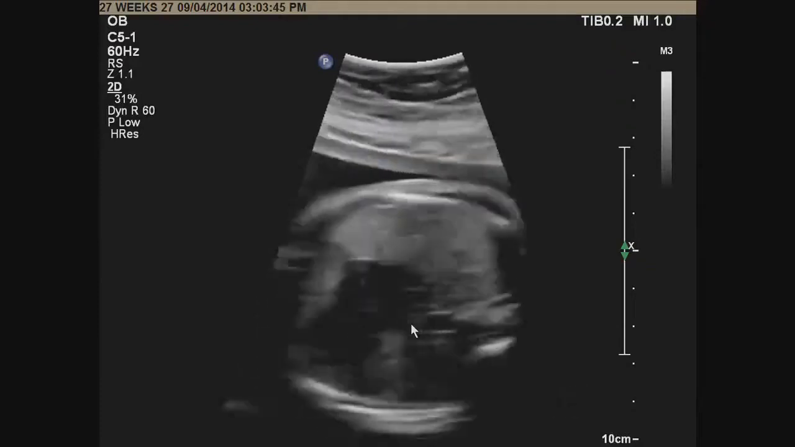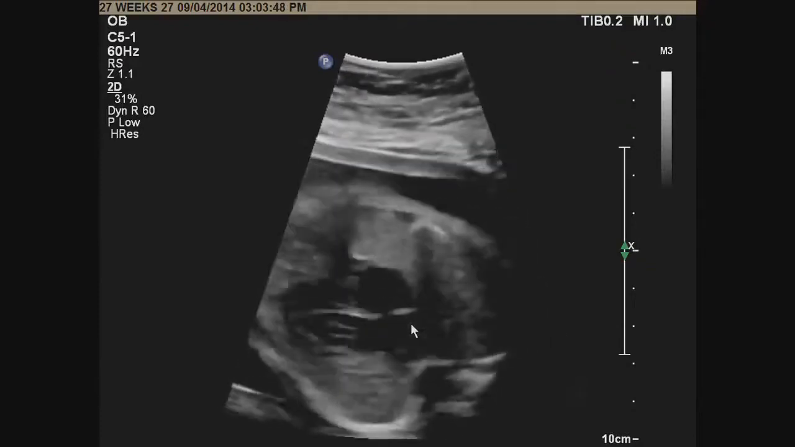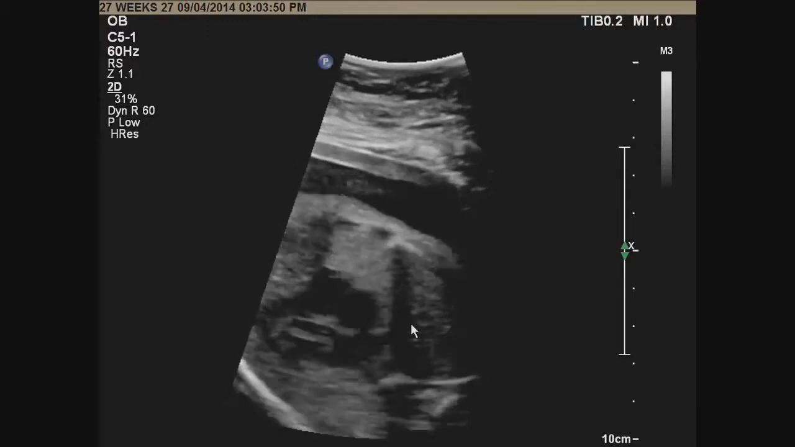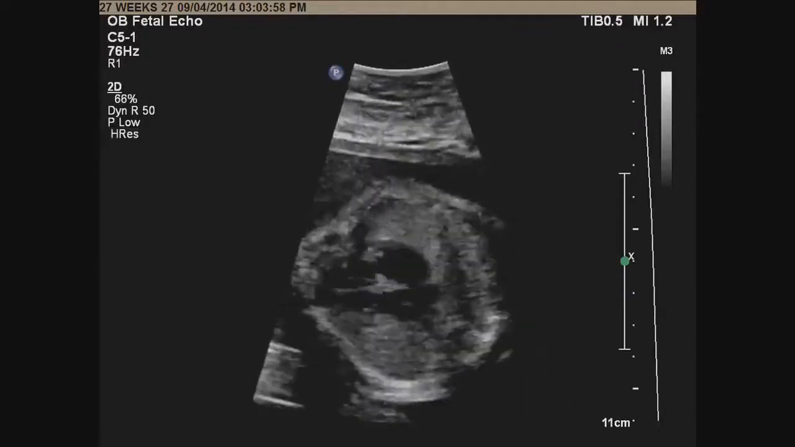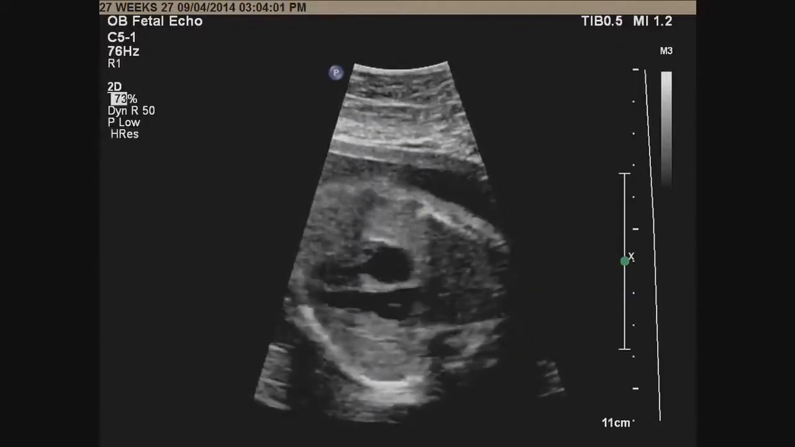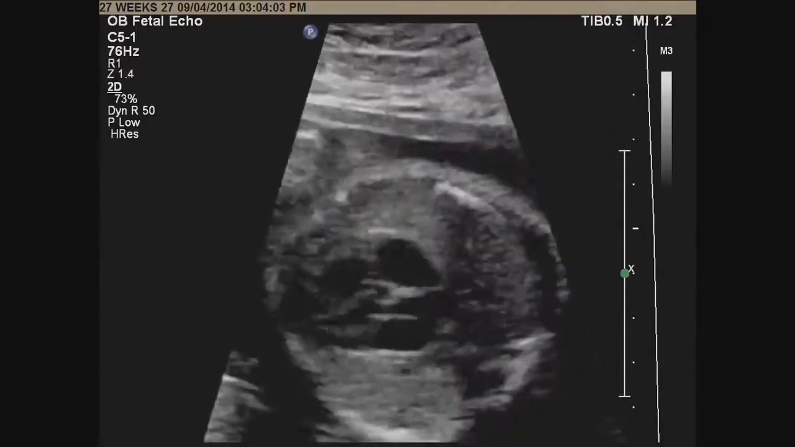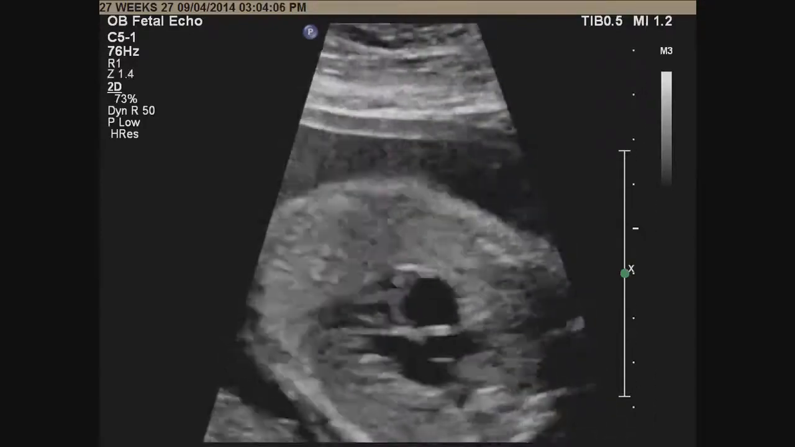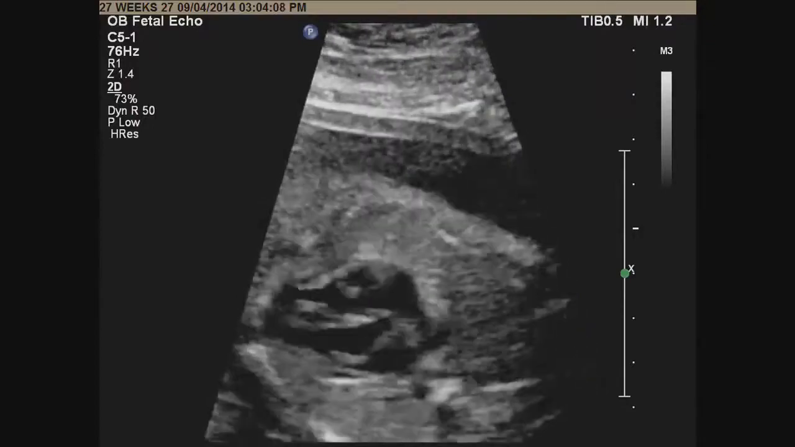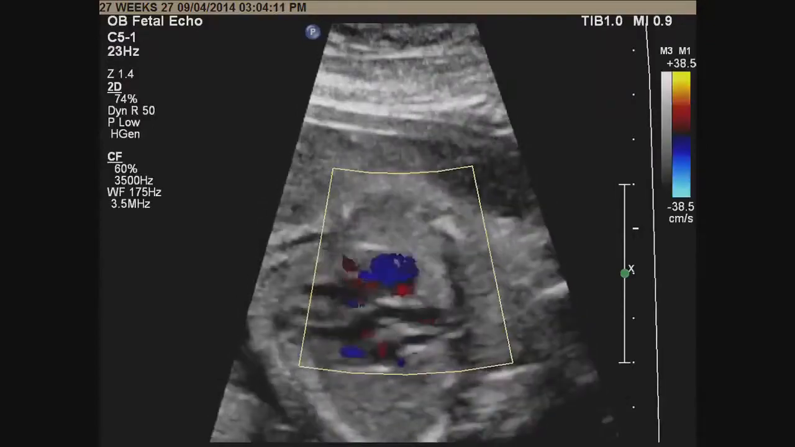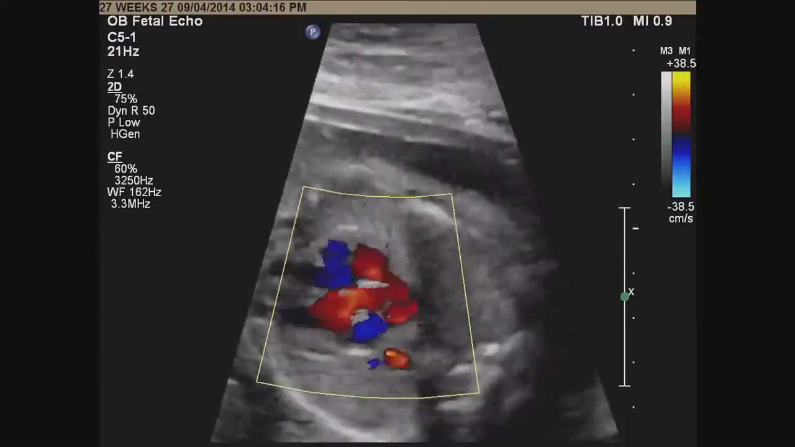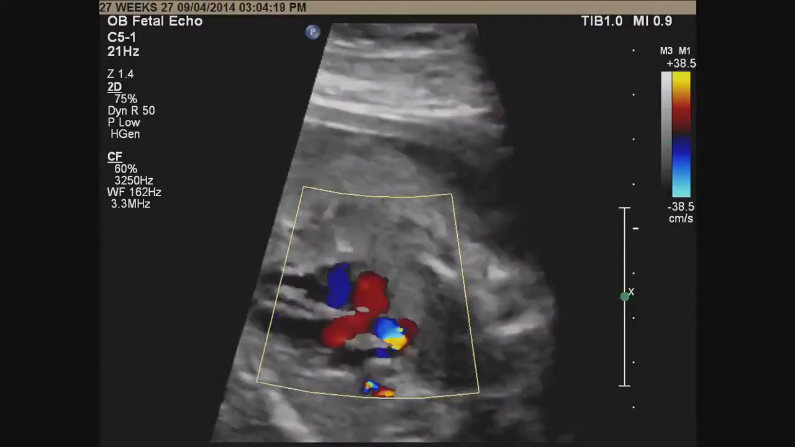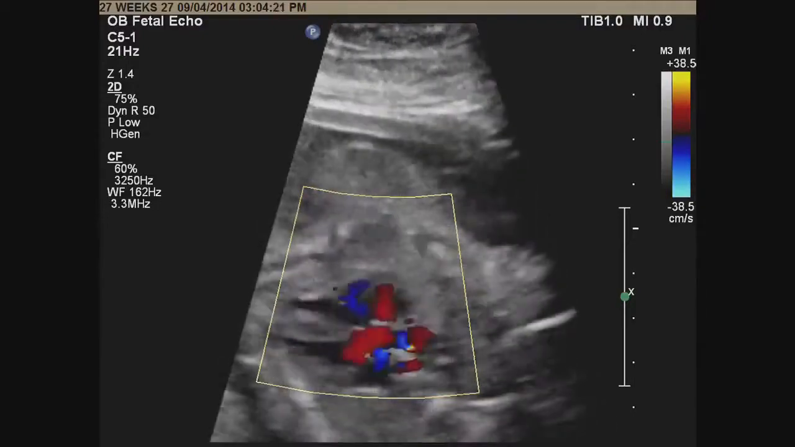So let's do some color now. So I'm going to change a little bit of where we are. Okay, I'm going to give myself a little bit more depth, maybe increase the gain just slightly, and then let's magnify. If you look throughout the course, many of the images are quite magnified. That really allows you to look at the heart in more detail. So I'm going to go ahead and put some color coming through the LVOT. Again, here you're looking at laminar flow coming through the left ventricle. Maybe I'll make the color box smaller. That would increase your frame rate.